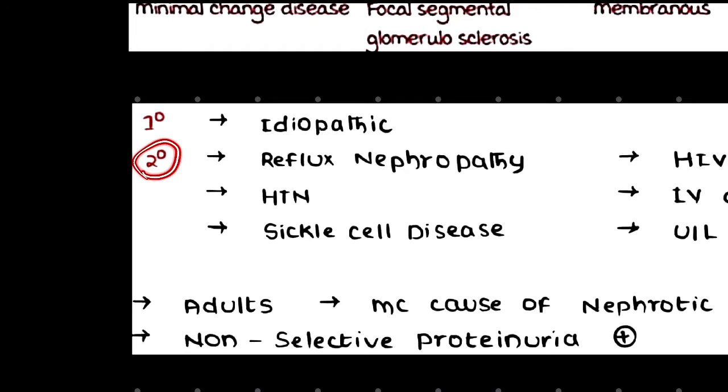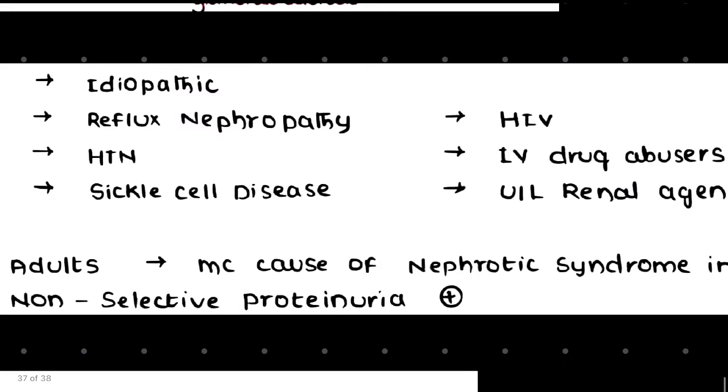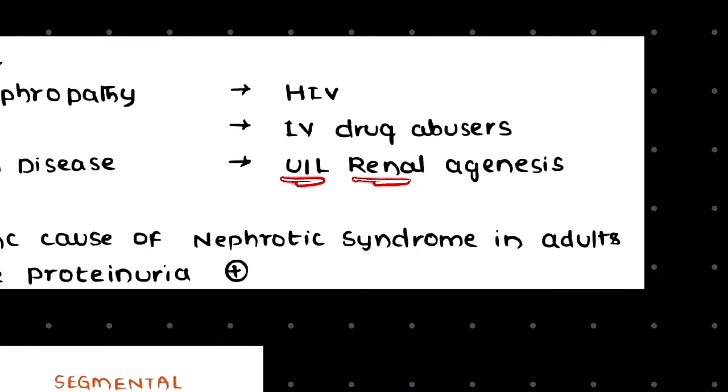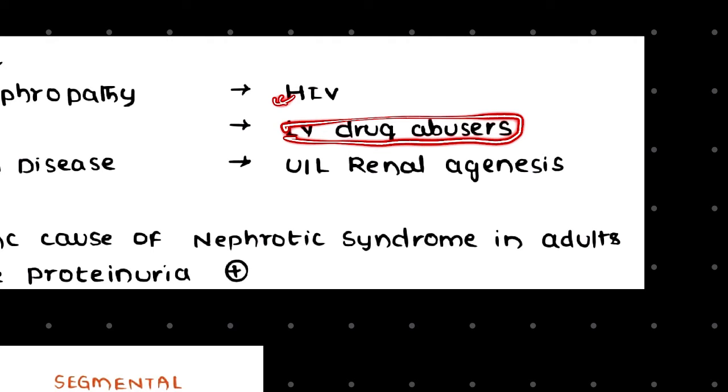And talking about the secondary disorders, we can see it with hypertension, because of obesity or being overweight, because of reflux nephropathy, because of sickle cell disease, because of unilateral renal agenesis, and it also occurs in intravenous drug abusers and HIV individuals.